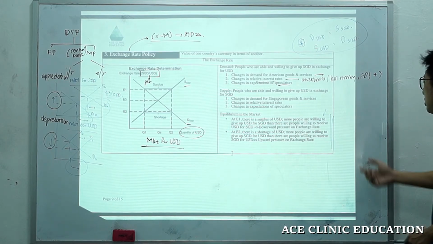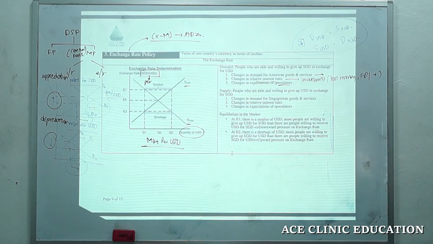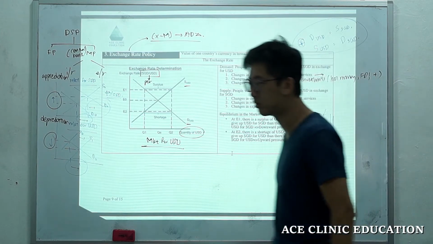Conversely, if there were a shortage, then people will be bidding up the price of the currency. There's not enough, so people will offer more to get their hands on the US dollar, and that bids up the value of the US dollar. So it's quite simple, the price adjustment process, straight out of demand and supply. There's nothing new there.